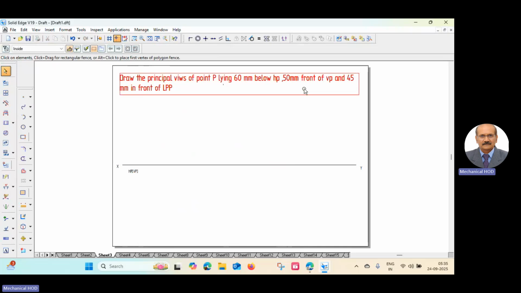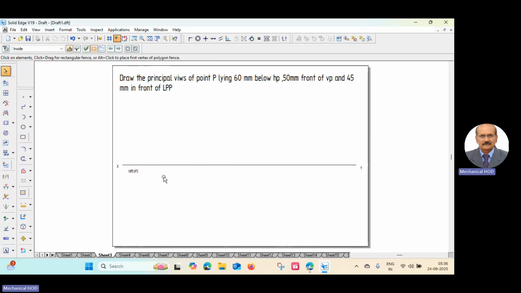To represent the fourth quadrant in orthographic projection, we have to draw a line and name it as the XY line. This is the line of intersection of the HP and VP. For the fourth quadrant, both the planes will be below the XY line, and HP is visible, VP is behind the HP, so put it in brackets like this. This is how we represent the fourth quadrant in orthographic projection.